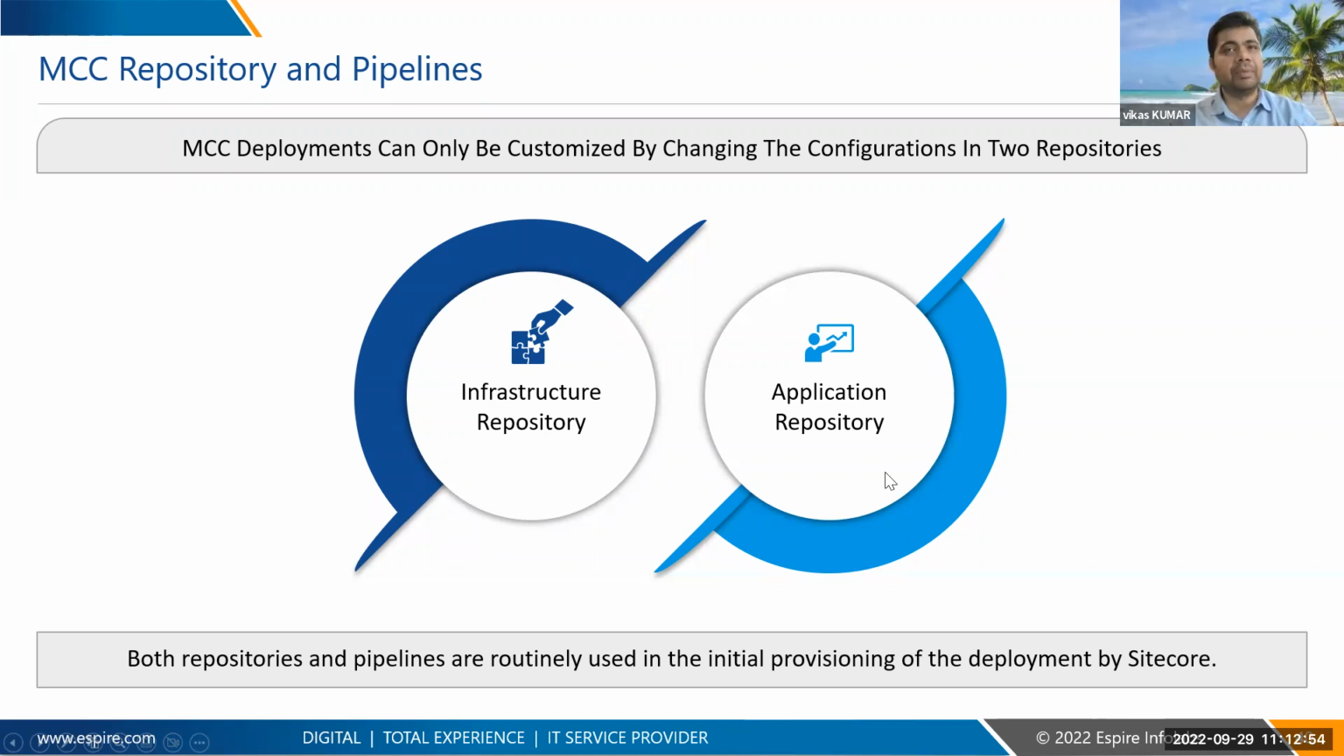Second is the application pipeline. If you have to deploy or manage AKS, or make any change on the Sitecore side of things, or you can say the application side of things, you need to update this repository and run the application pipeline to push those changes to Azure Kubernetes.